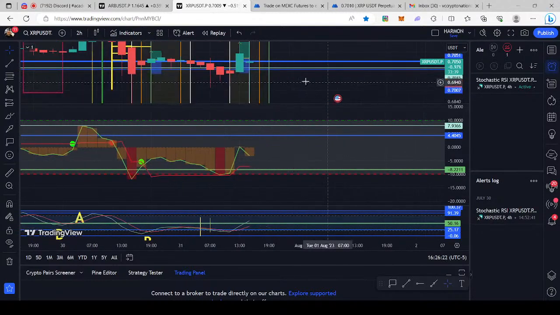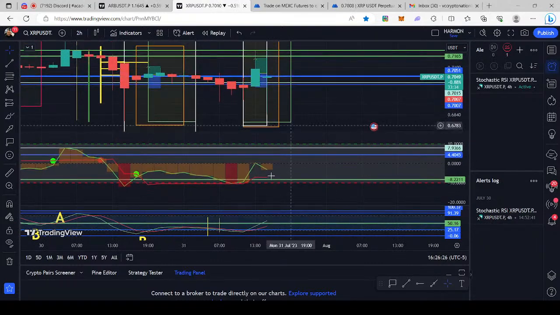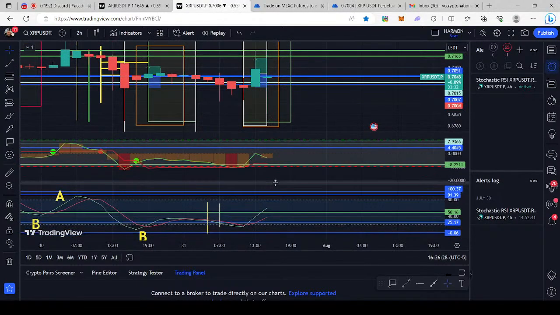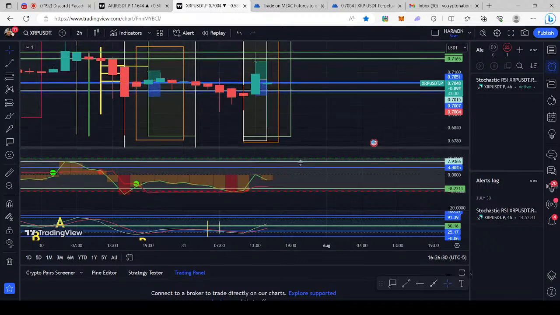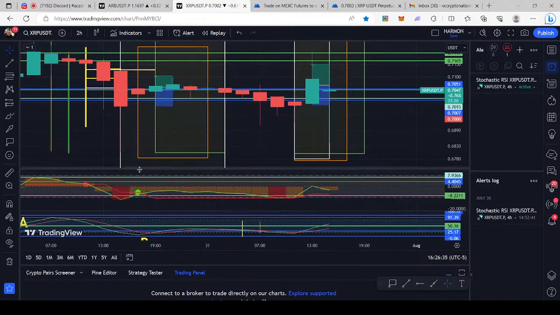But I need something a little more for the new people, right? As you get better at it, you have a lot more trades like that. But for the new people, we have to have something that's just consistent.